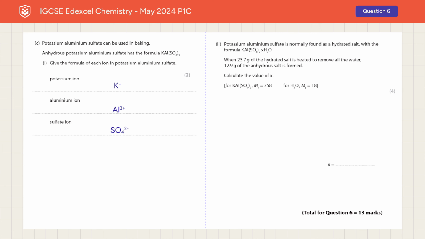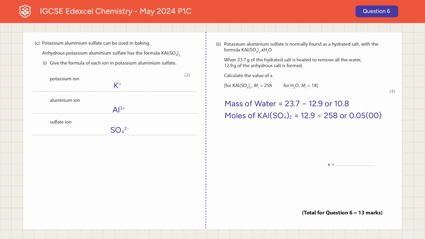Now, this salt is often found as a hydrated salt, meaning water molecules are trapped within its crystal lattice. Our job is to find X, the number of water of crystallization. We're told that 23.7 grams of the hydrated salt produces 12.9 grams of the anhydrous salt after heating. The difference is the mass of water lost. Mass of water equals mass of hydrated salt minus mass of anhydrous salt. Therefore, mass of water is 23.7 grams minus 12.9 grams, which equals 10.8 grams. So 10.8 grams of water was driven off.